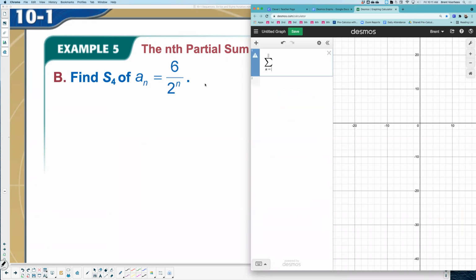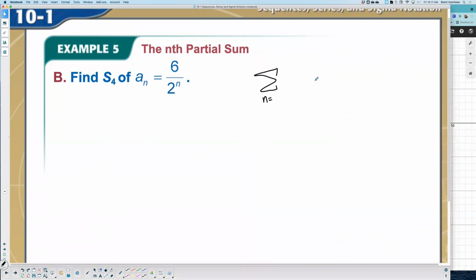What do you put at the bottom of your sigma? 1. That's the first term. How many terms are we going to have? 4. What do I put on the right side? Typically, it helps to put in parentheses. 6 divided by 2 to the power of n. That's our number. How do I change this to 2 to the n? How do I get this as a fraction? On the left in the blue, press the fraction. The answer is going to be 45 over 8. So the sum from 1 to 4 of 6 over 2^n equals 45 over 8.